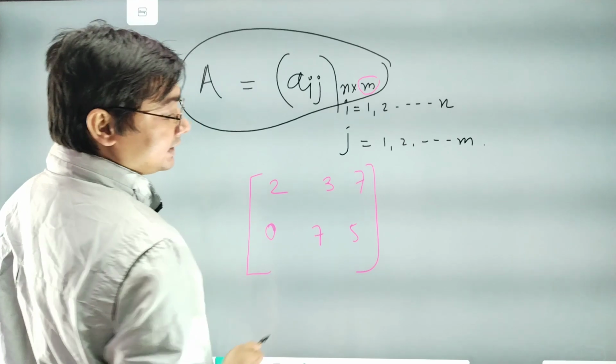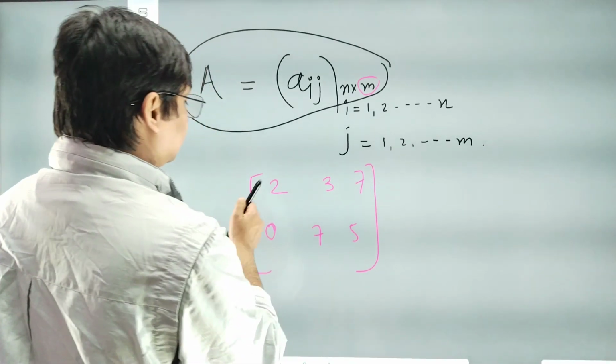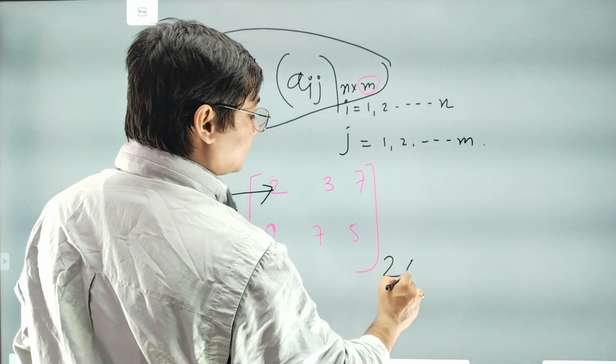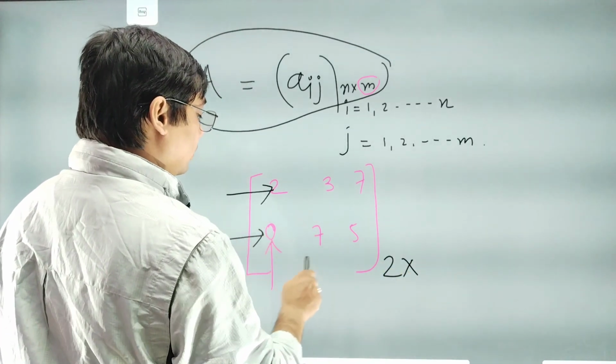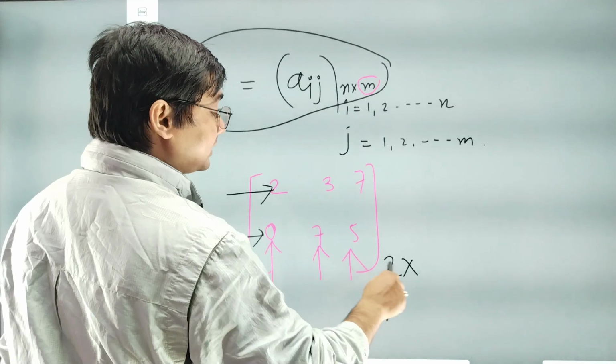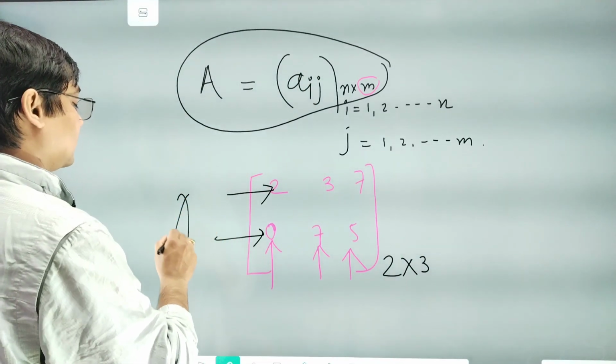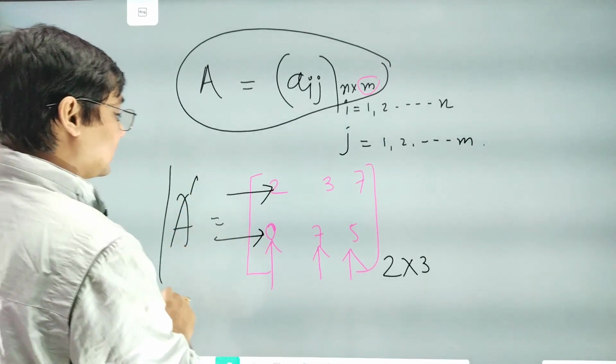Yes, this is a matrix. How many rows are there? There are 2 rows, no? This one and this one. How many columns are there? 1, 2, 3. These are the columns, so here there will be 3. So this is the matrix. Suppose this is A. So this is our matrix.